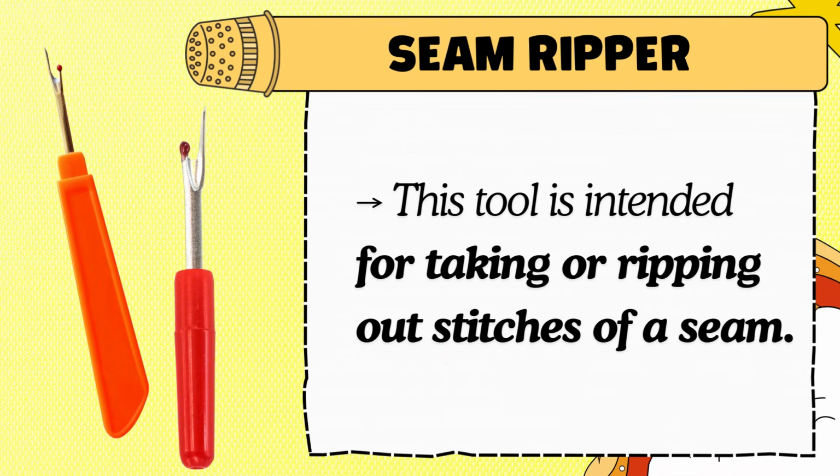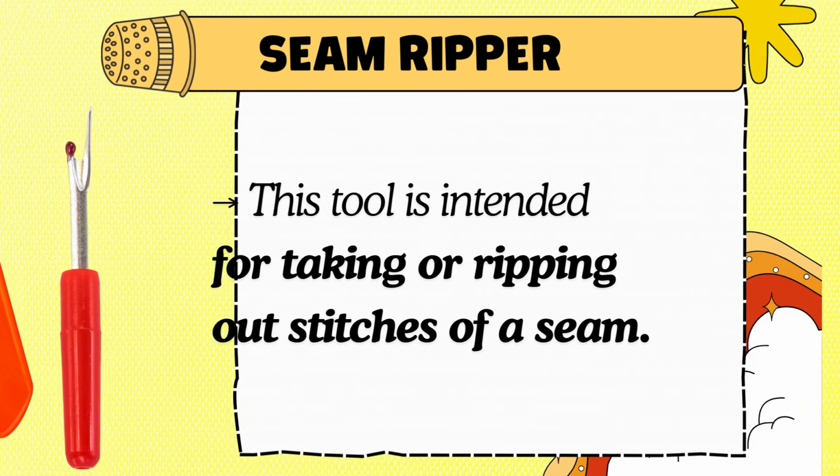13. Seam ripper. This tool is intended for taking or ripping out stitches of a seam. This tool is used to carefully remove unwanted stitches from fabric. It helps fix mistakes without damaging the material. Seam rippers are very useful when correcting sewing errors or adjusting seams.